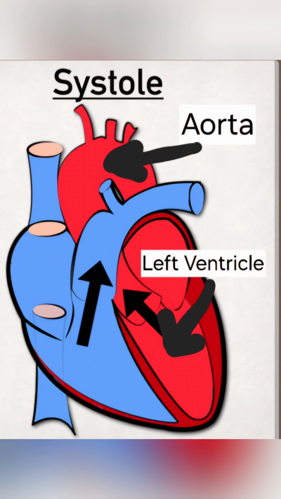The top number is the systolic pressure. This is the peak pressure that occurs from the left ventricle contracting and expelling blood through the aorta. This diagram shows where those structures are located.